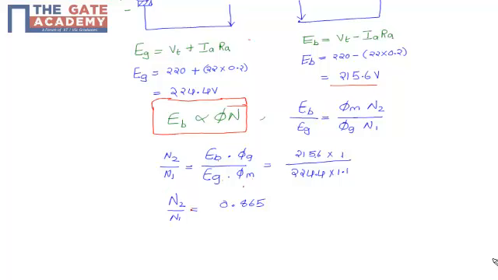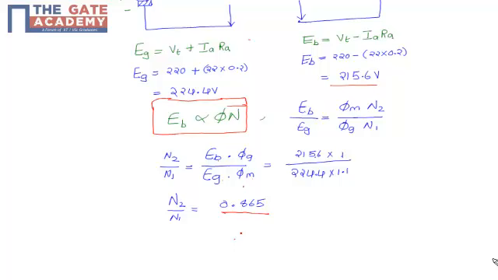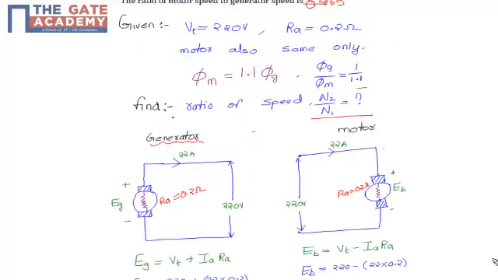After solving this, we'll get the ratio of the motor speed to the generator speed as 0.865. In this session we have studied how to calculate the ratio of motor speed to generator speed, what the operation is for the generator for the back EMF, and for the motor, how to calculate the value of back EMF in the motor. Thank you.